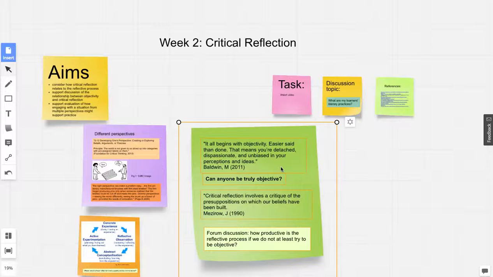Here we have an idea of critical reflection too, related to this. Critical reflection involves a critique of the presuppositions on which our beliefs have been built. So in order to be truly critically reflective, we have to also critically appraise ourselves, our own beliefs, to start to understand what we would call our reflexive position, where we feel we stand within the context of our own ideologies, our own ideas.